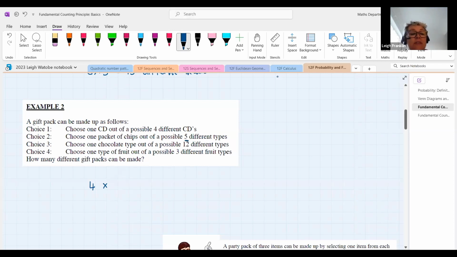All right. So there are 4 ways in which choice number 1 can happen. There are 5 different types of chips for choice number 2. For choice 3, you can choose 1 chocolate out of 12 different types of chocolates. And then for choice 4, you can choose 1 type of fruit out of a possible 3. Again, what we would do is multiply our various options together. So 4 by 5 by 12 by 3 means that there would be 720 different gift packs that could be created.